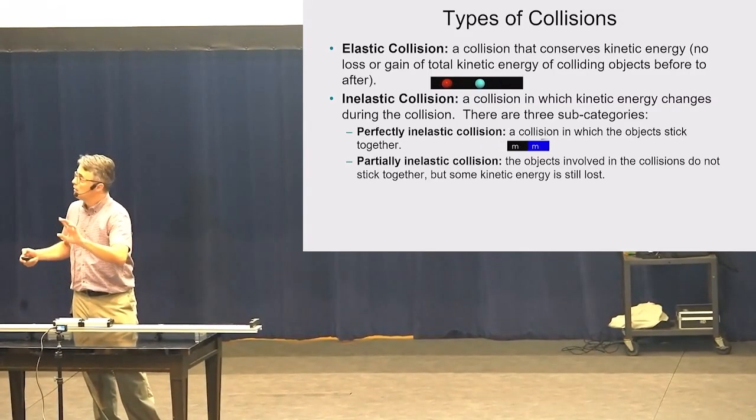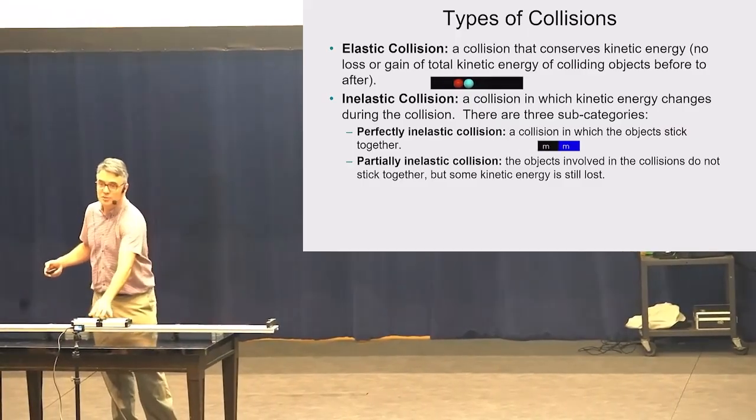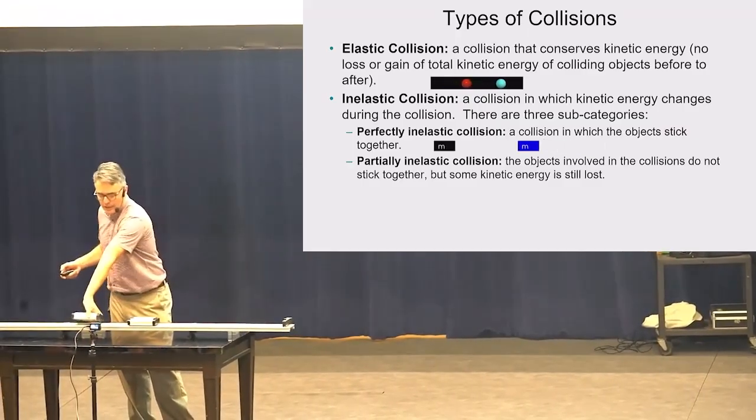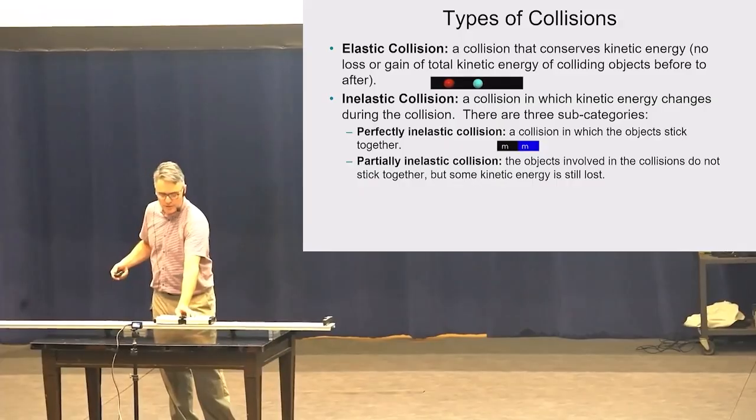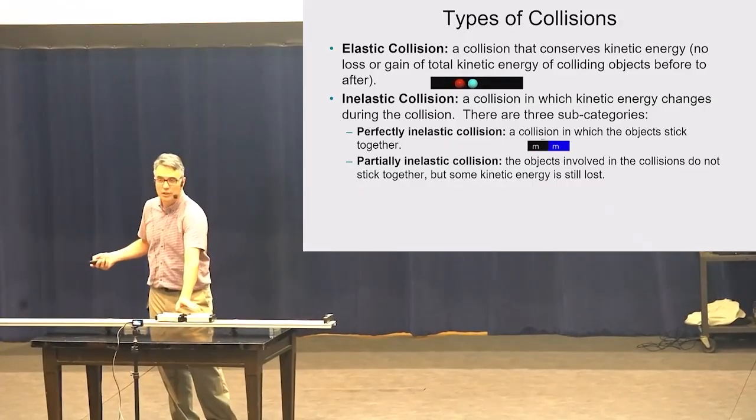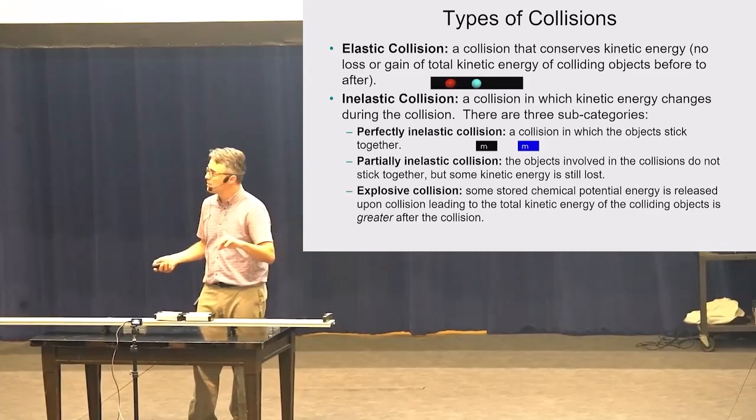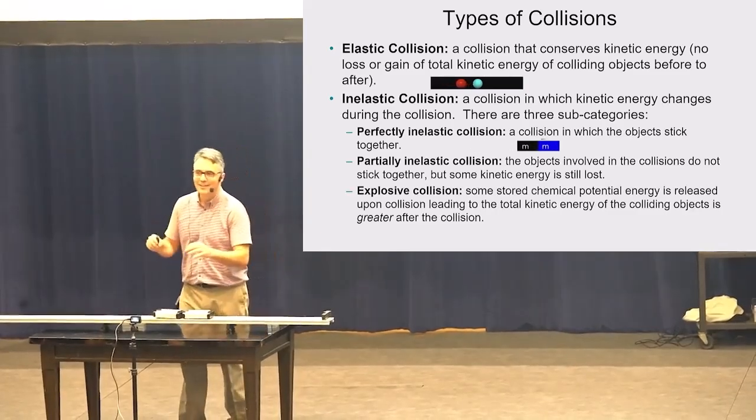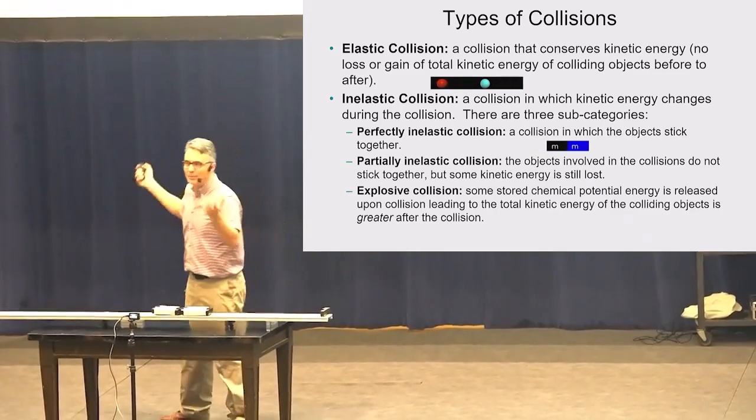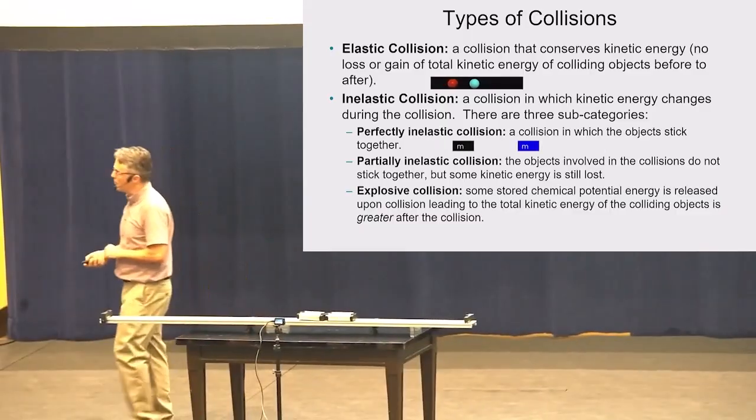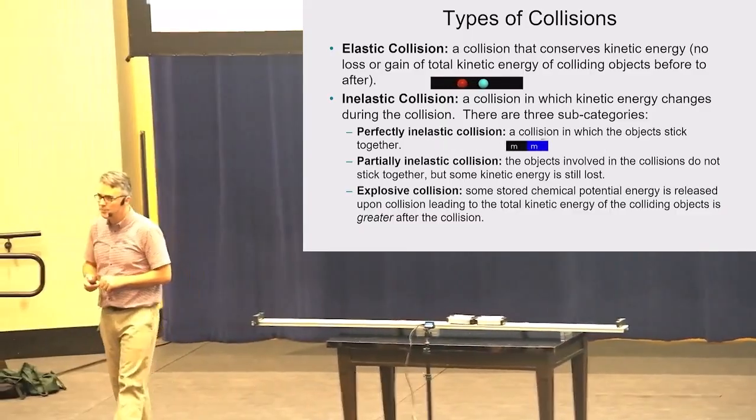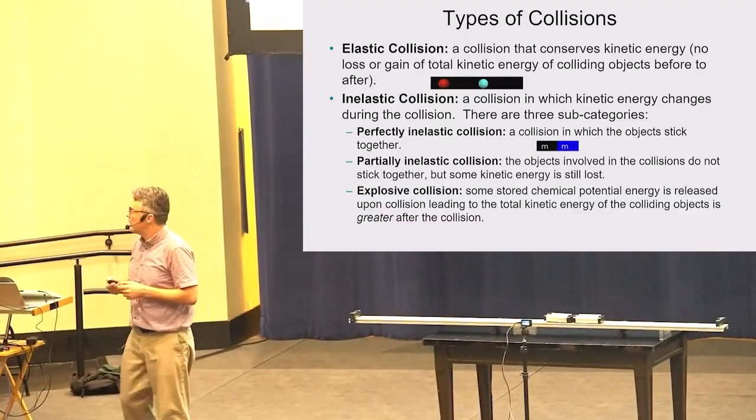There's a partially inelastic collision, which just means they don't stick together, but the kinetic energy is less. For some reason, there's some sort of damage or something. That's like the general inelastic. And then there's a special thing the textbook talks about, the explosive collision, where you get some more kinetic energy out because you've released a spring or a mousetrap or something like that. It's possible for kinetic energy to be greater at the end.